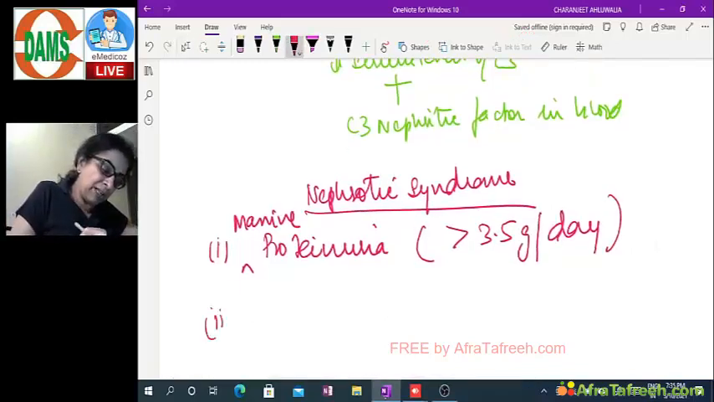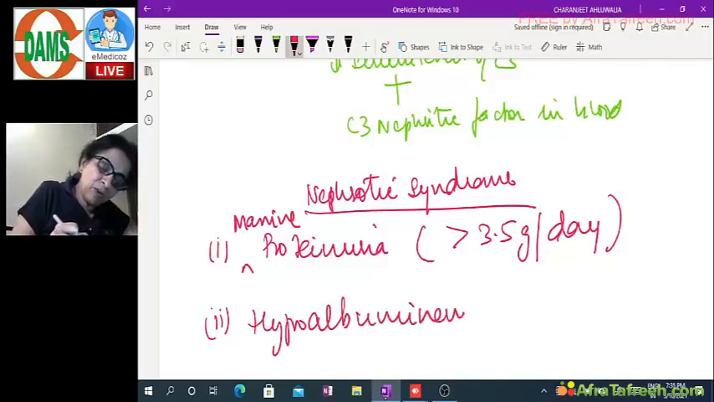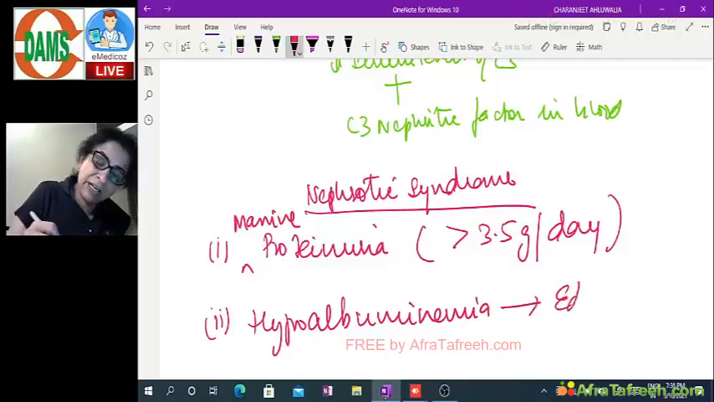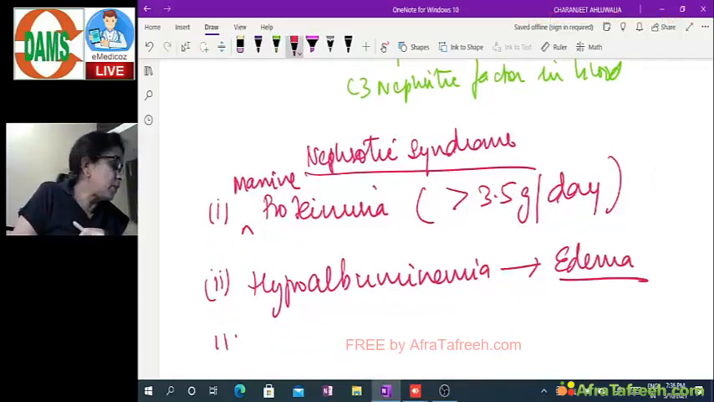Now when so much protein is being lost, which is the protein that is lost? Most commonly it is albumin. So this results in hypoalbuminemia. The amount of albumin in the blood decreases, and this results in edema.